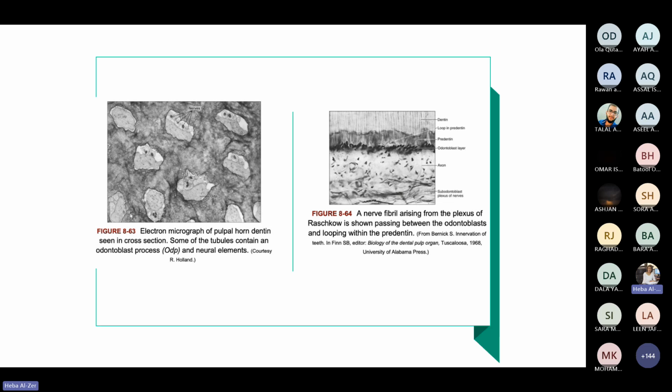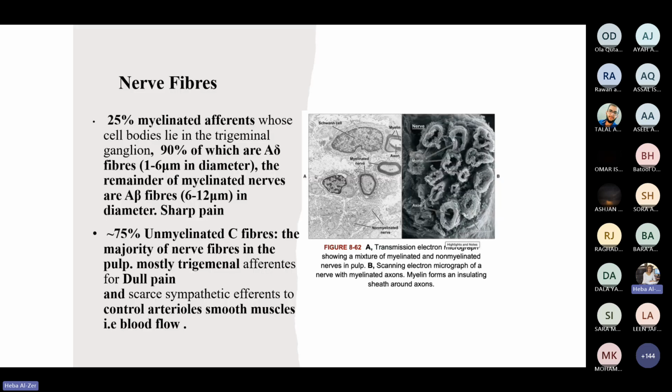Remember that the nerve fibers inside the dental pulp are actually of two types. 25% of them are myelinated afferents, which are responsible for the sharp pain, and 75% of them are unmyelinated C fibers, which are the majority of the nerve fibers and are responsible for the dull pain. But don't forget that there are also a few sympathetic efferent nerves responsible for the arterial smooth muscle contraction.